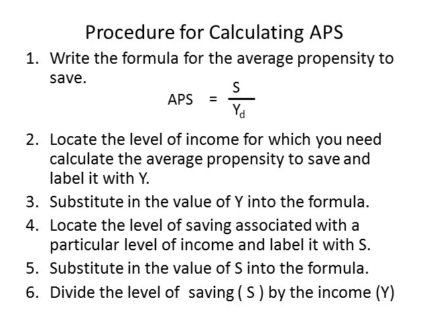The procedure for calculating the average propensity to save is as follows. Write down the formula for the average propensity to save, which is APS equals savings S divided by income Y. Locate the level of income for which you need to calculate the average propensity to save and label it with a Y. Substitute the value of Y into the formula. Locate the level of savings associated with that level of income and label it with S. Substitute the value of S into the formula. And finally, divide the level of savings S by the income Y.